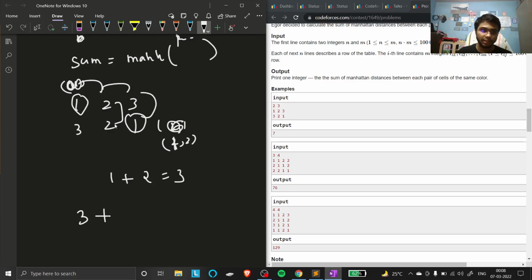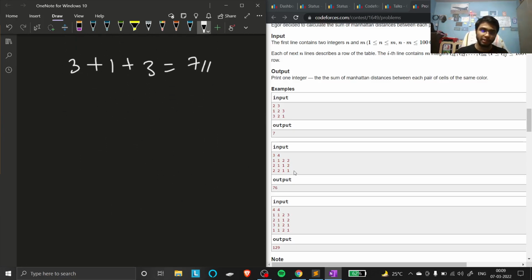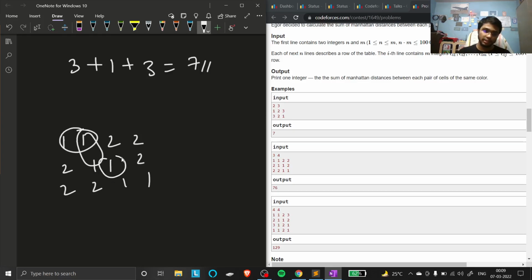Then the distance between them is 1. Then the distance between these is 3, and the answer would be 7. This is the thing we need to calculate. For every pair like this, where both are the same color, we need to find the Manhattan distance, and for all of them.